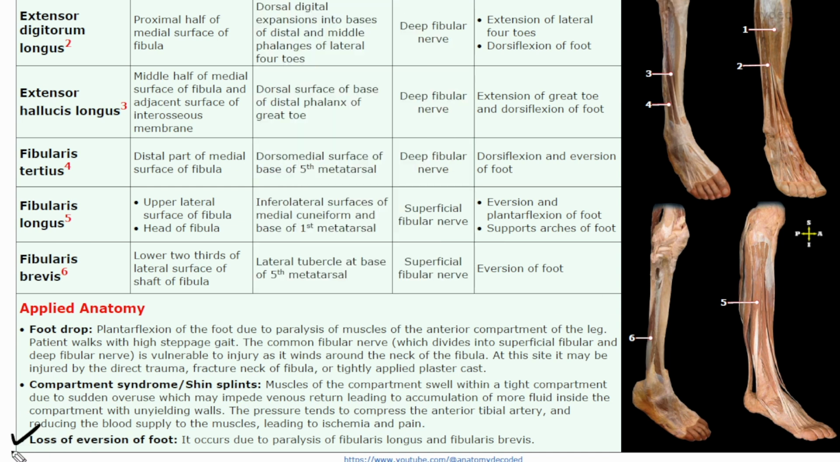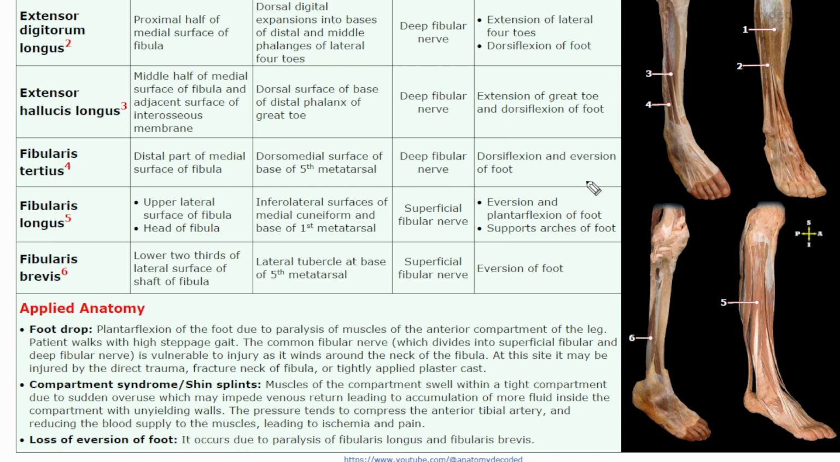Then there is an applied anatomy related to the lateral compartment of the leg muscles. There could be loss of eversion of the foot when there is paralysis of fibularis longus and fibularis brevis. Basically, if the common fibular nerve is injured at the neck of the fibula, it can lead to loss of eversion of the foot as well, because the same nerve divides into superficial fibular nerve and the deep fibular nerve. So try to identify the muscles here. This number 5 muscle is fibularis longus muscle and this number 6 muscle is fibularis brevis muscle. Fibularis brevis muscle is present in the lower 2/3 part.